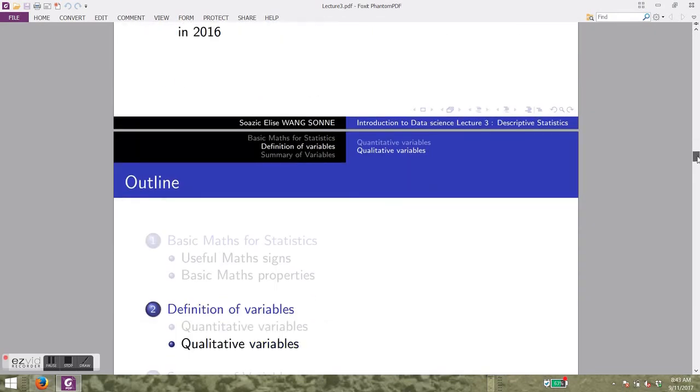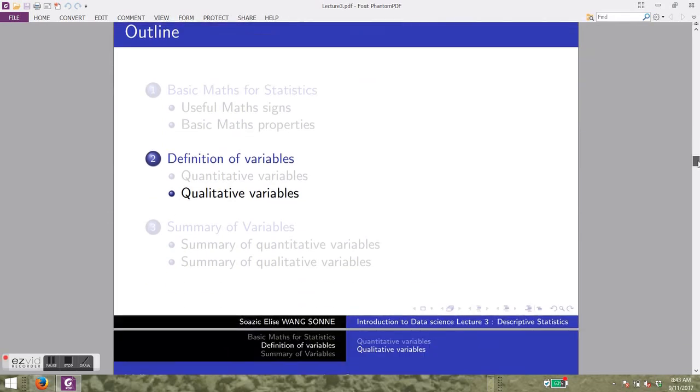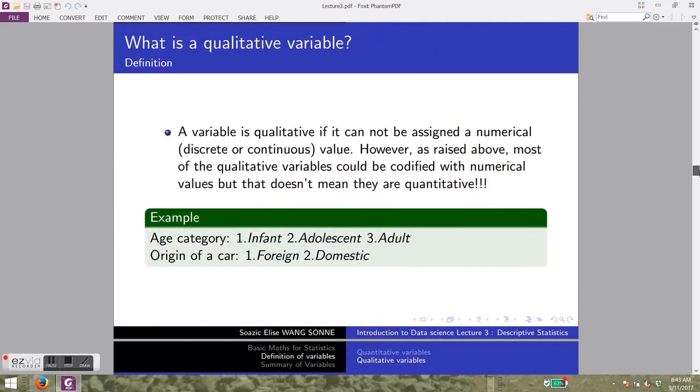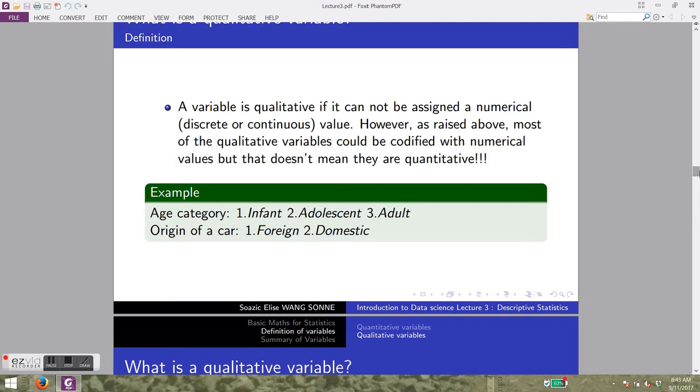So now let's move to qualitative variables. What is a qualitative variable? A variable is said to be qualitative if it cannot be assigned a numerical value. So it's neither discrete nor continuous. However, as we raised above, most of the qualitative variables could be codified with numerical values, but that doesn't mean they are quantitative, right? So for instance here, the age category.